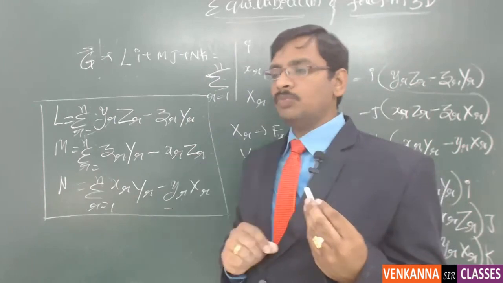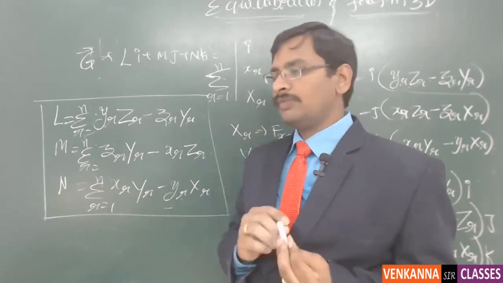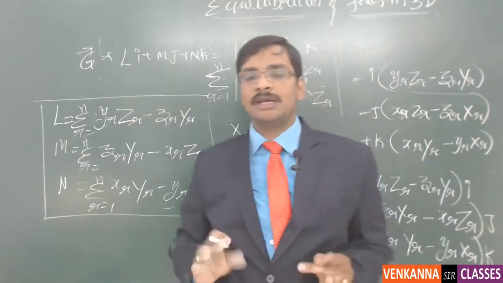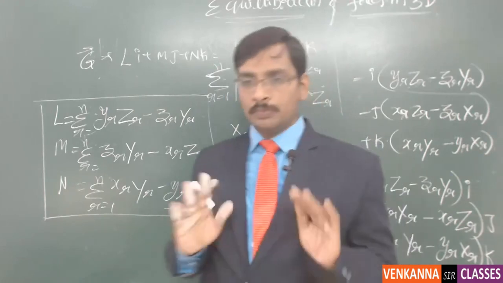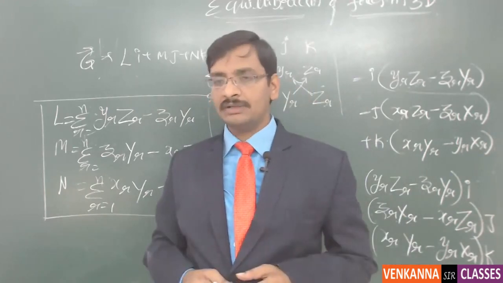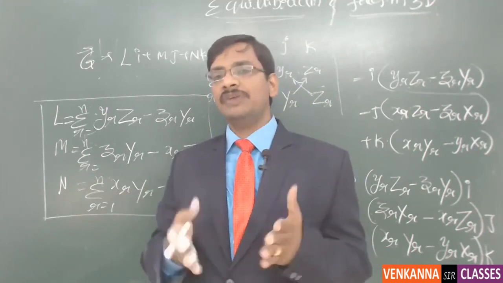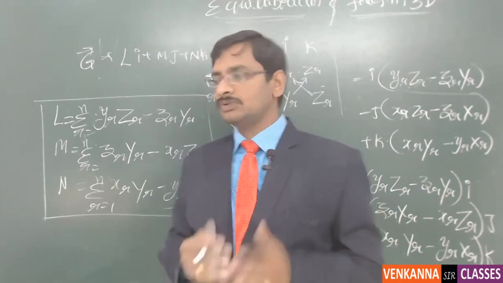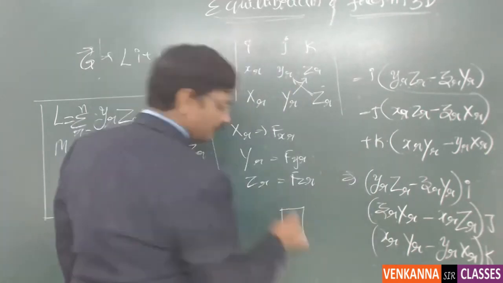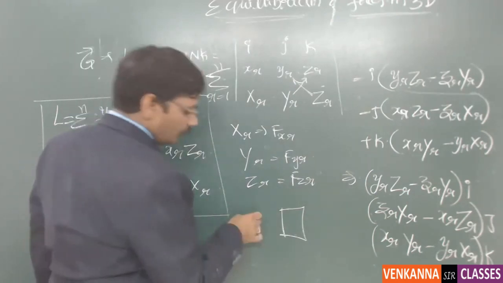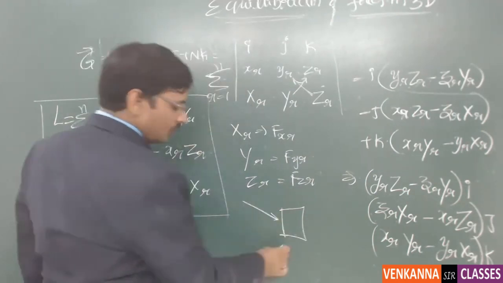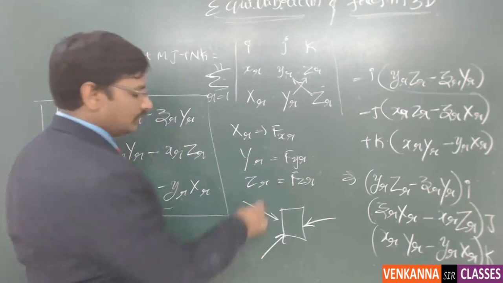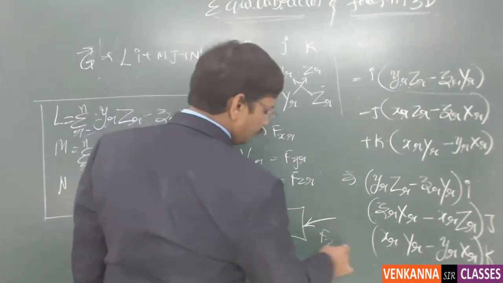Now all three components of the moments result in a single moment, given by a single vector Li plus Mj plus Nk. Let us imagine it this way. If three persons are pushing one block from three different sides, in whatever direction the maximum force is applied, it will try to push the block in that direction. Let me give a simple example. Let us say this is one block and one person tries to push in this direction, one person in this direction, and one person in this direction. These are three different forces, F1, F2, F3.